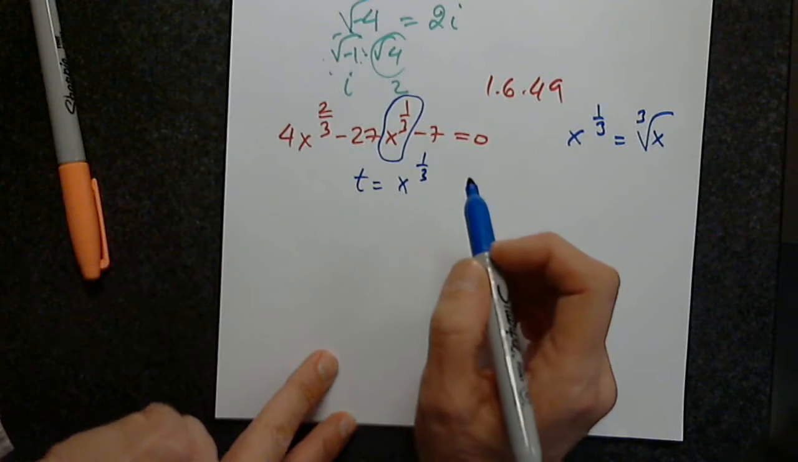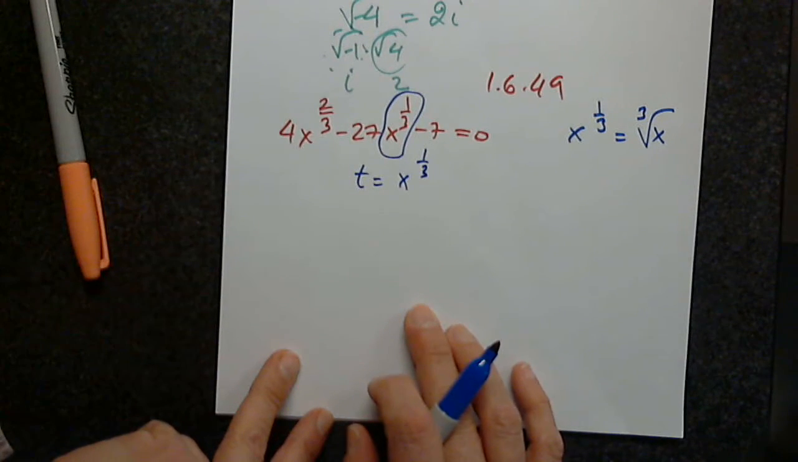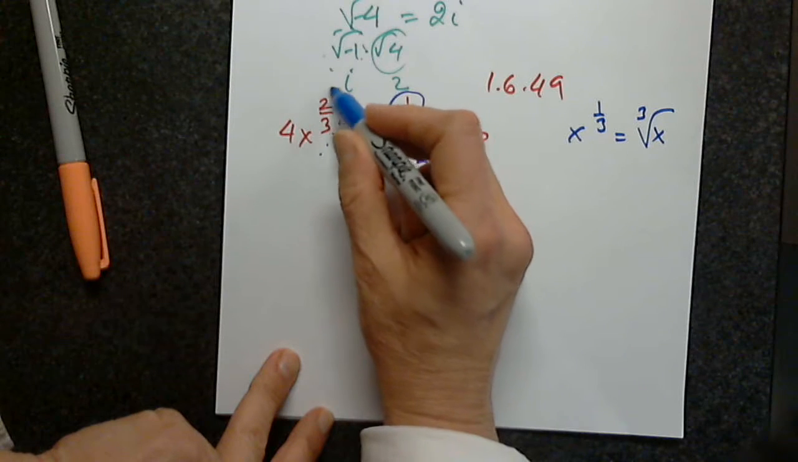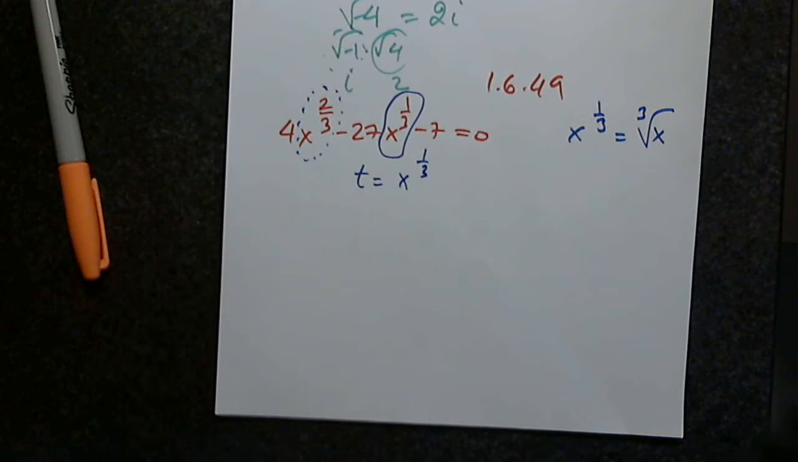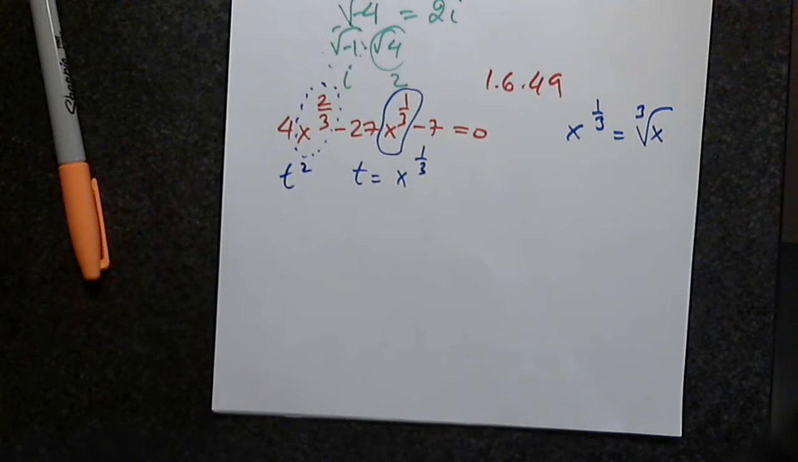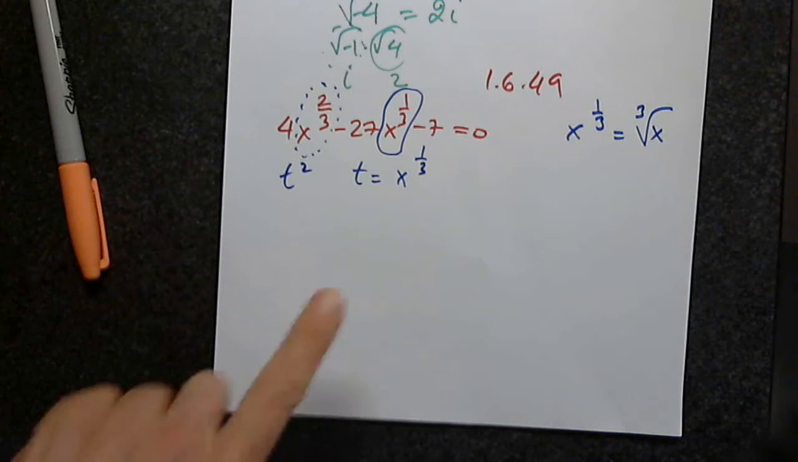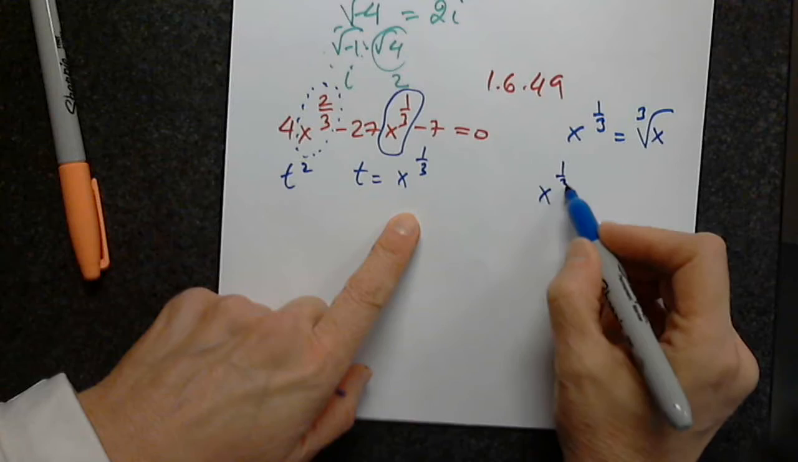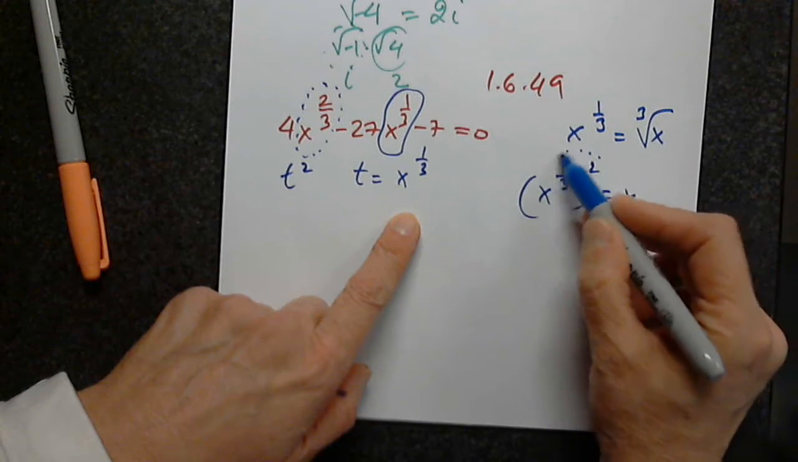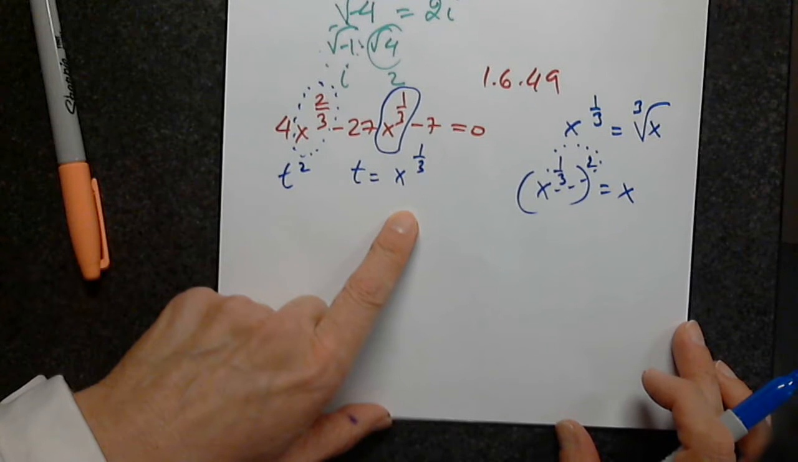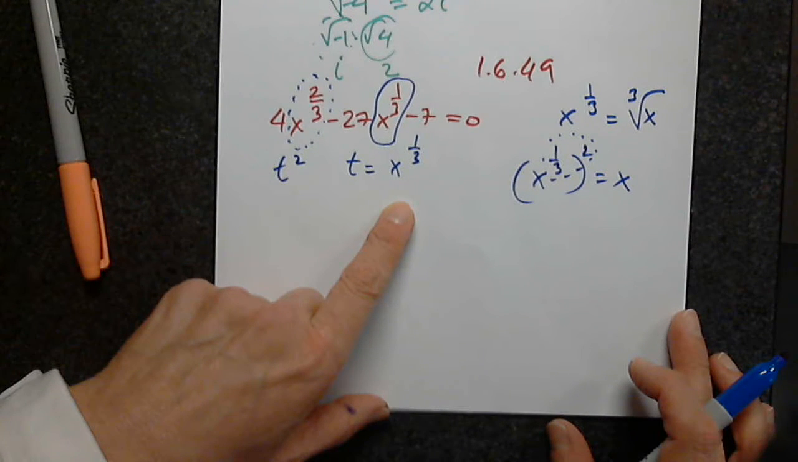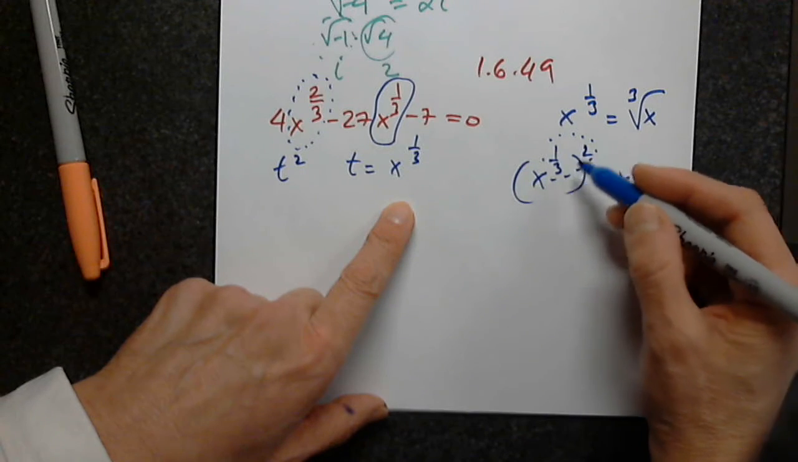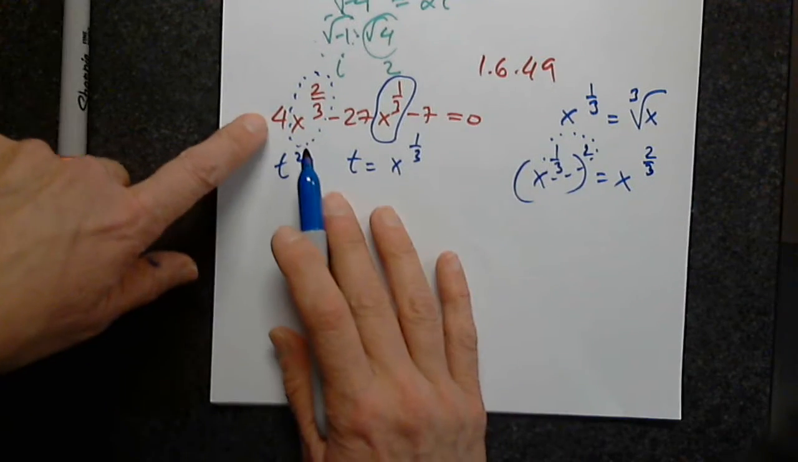So, x to 1/3. This procedure, which I'm hoping is quadratic in form, works only if this can be replaced by t squared. If this is not t squared, then I will have to conclude that the equation is not quadratic in form, and I cannot apply this procedure. But is it? If I square x to 1/3, I copy the base, and what do I do with the exponents? Correct. 1/3 times 2/1 is 2/3. So indeed, this is t squared.